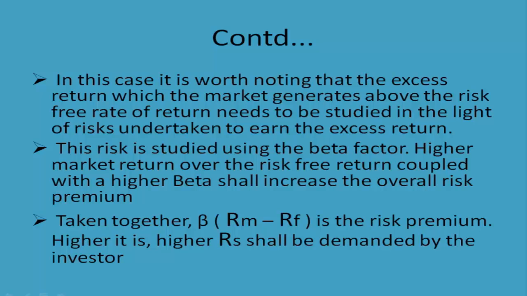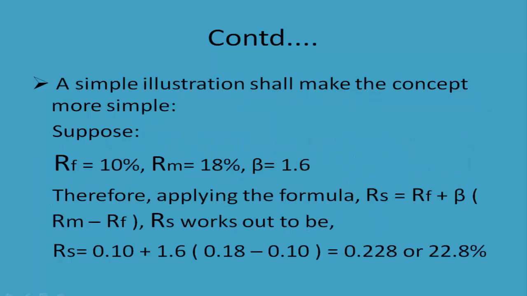But as of now, we should just keep in mind that the required rate of return from the security should be studied in the light of the risk-free rate of return and the risk premium, which is computed as a function of the higher average market return over the risk-free return, coupled with the beta factor. So if the beta factor is high, it really means that systematic risk is high, which should lead to a demand for a higher risk premium from a particular asset over and above the risk-free rate of return. Now let's take a very simple illustration to make the concept even more lucid.